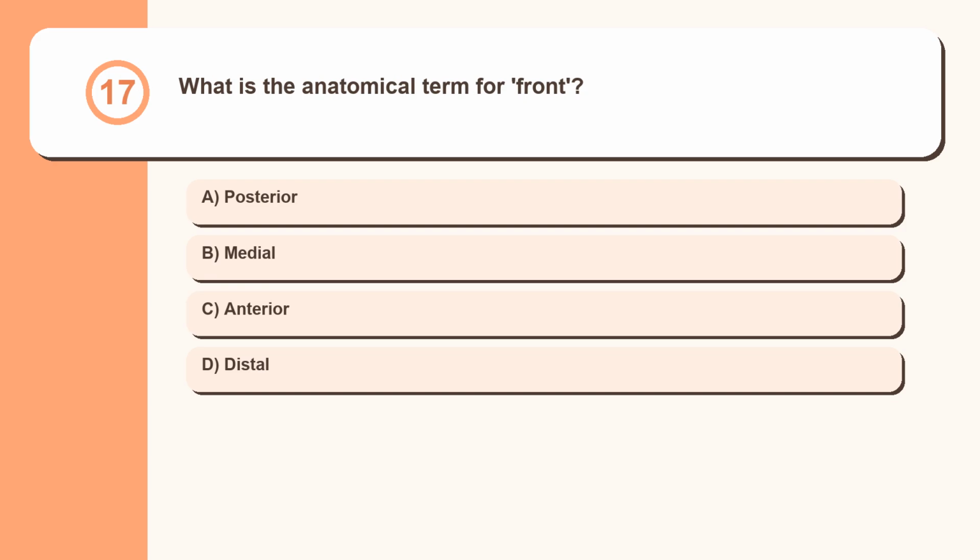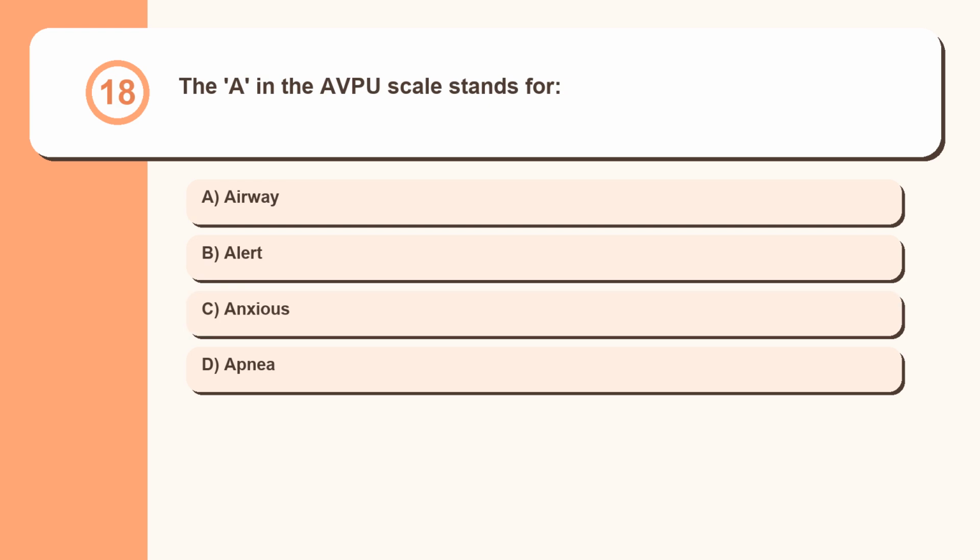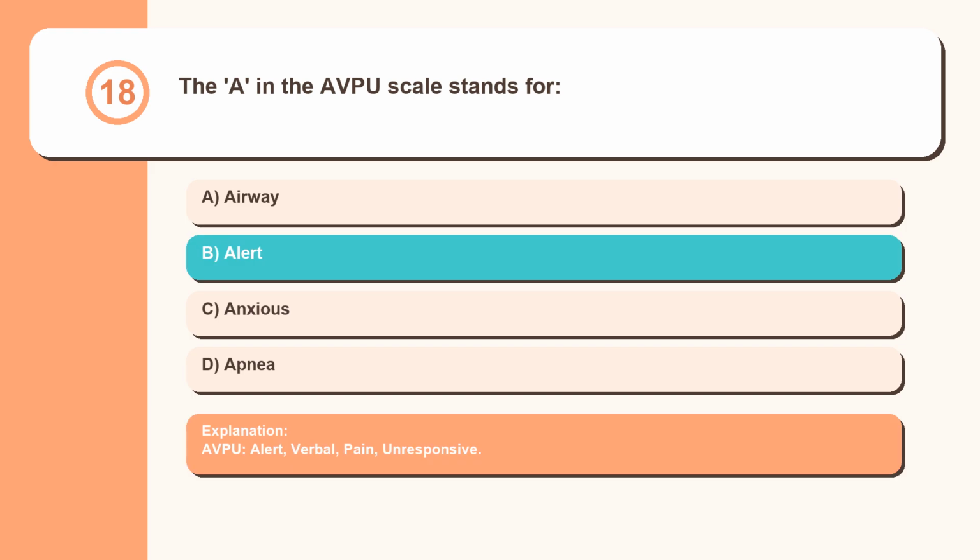Question 17. What is the anatomical term for front? Posterior, medial, anterior, distal. Anterior is toward the front. Question 18. The "A" in the AVPU scale stands for: airway, alert, anxious, apnea. AVPU: alert, verbal, pain, unresponsive.